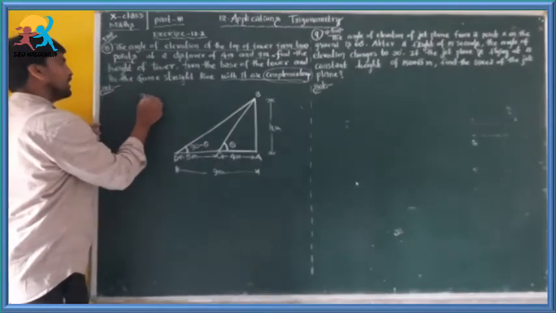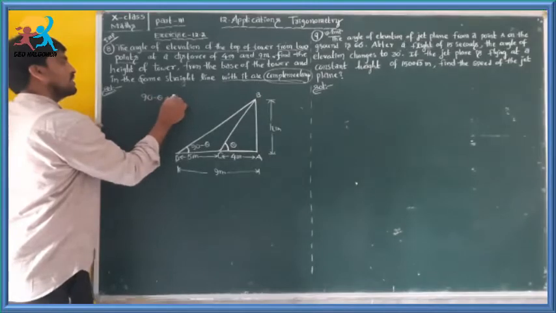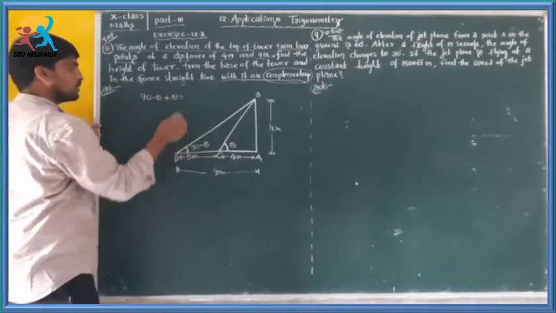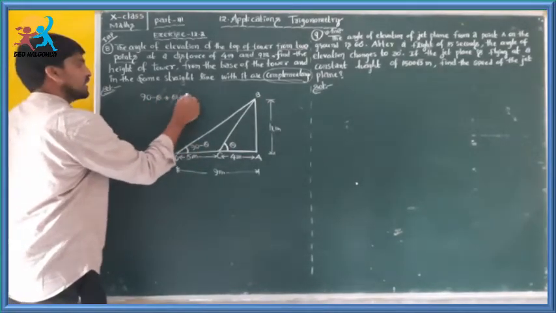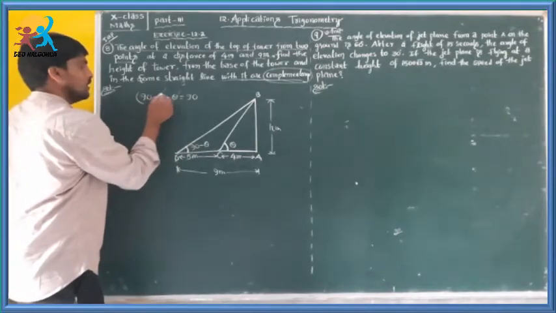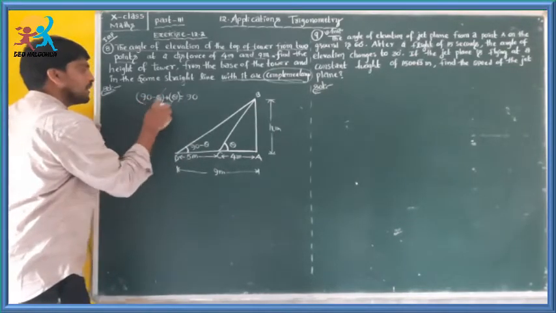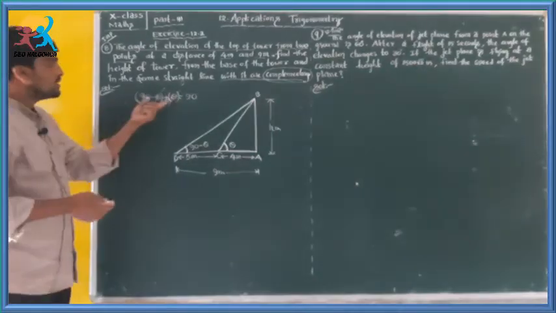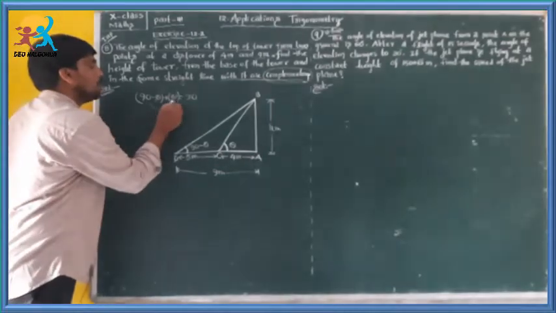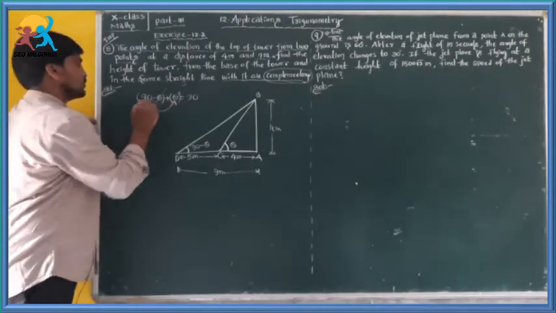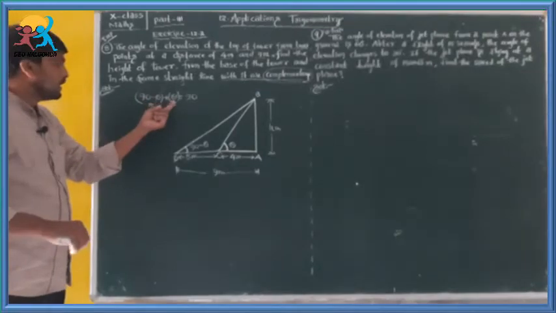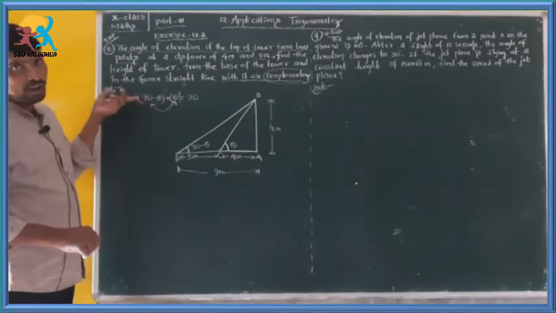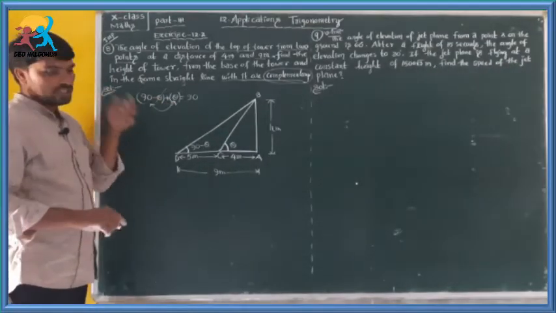Add them, what do we get? 90 minus theta plus theta. In the sum of these two angles, theta minus theta gets cancelled, and we get 90. Yes, the sum of these two angles is 90, hence these two angles are complementary angles to each other. Theta's complement is 90 minus theta, and 90 minus theta's complement is theta.